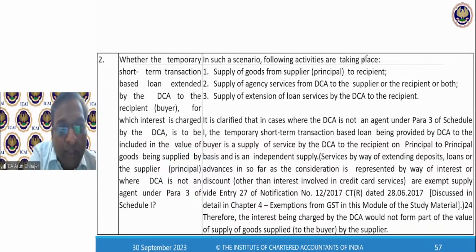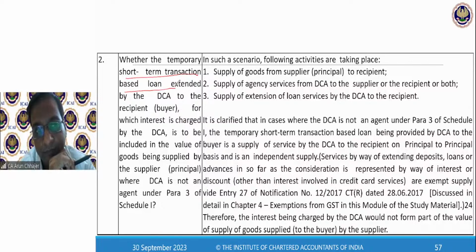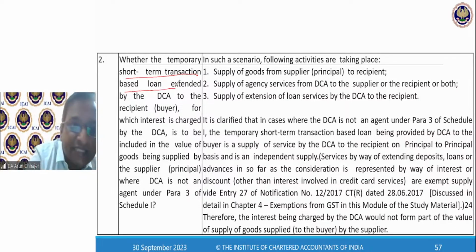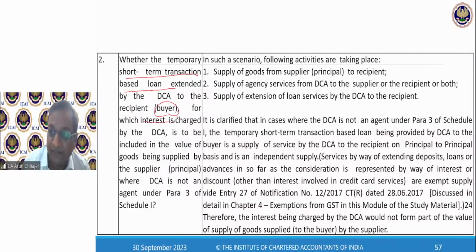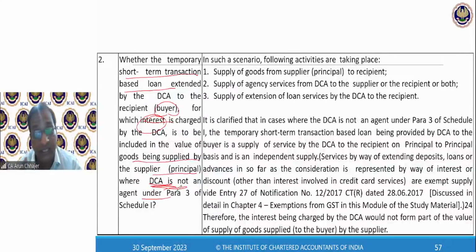They are saying, whether the temporary short-term transaction-based loan extended to the buyer, for which interest is being charged by the DCA, will that interest be added in the value? Which value? The goods supplied by the principal to the ultimate customer when this DCA is not the agent. Because if DCA is not the agent as per para 3, please give the answer. It will give me the clarity on whether the concept is clear or not.